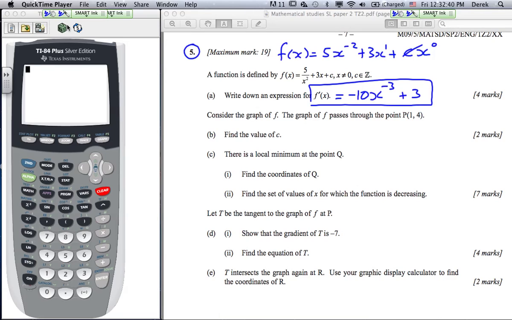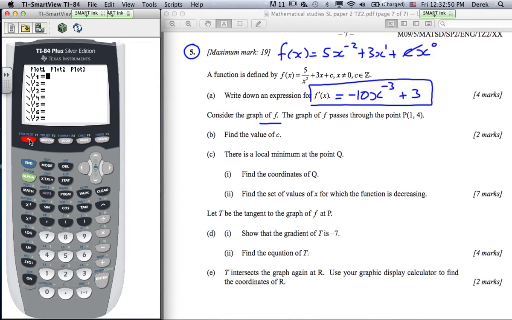Then it says consider the graph of f. Now, it would always be useful to put in the graph, so let's just do that. Let's put in our graph here. So we've got 5 divided by x squared plus 3x. And perhaps we can actually just wait because we want to get that value of c. So let's firstly work out this part and we'll put in the rest there.